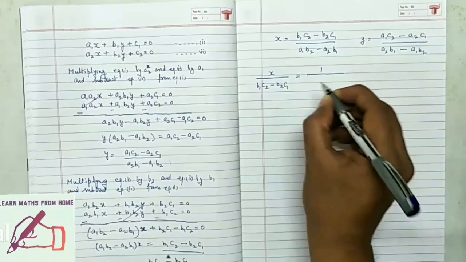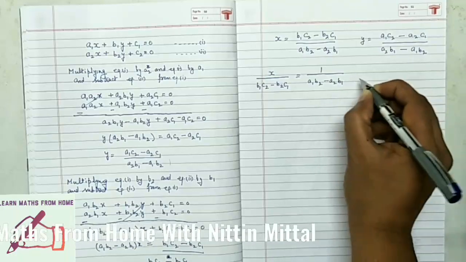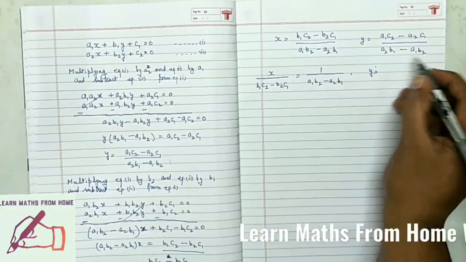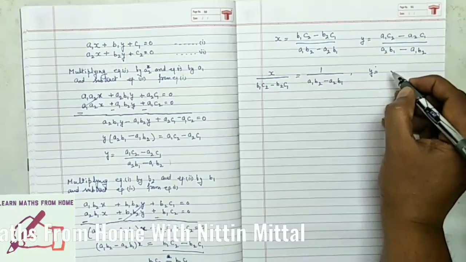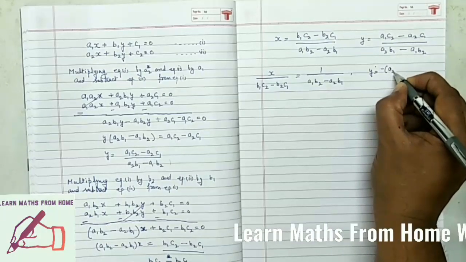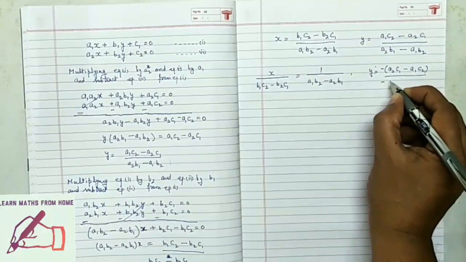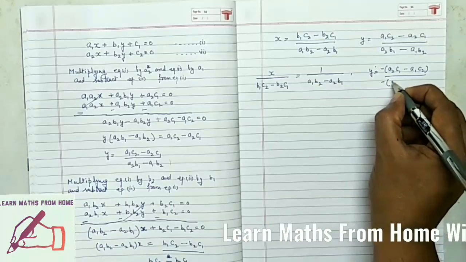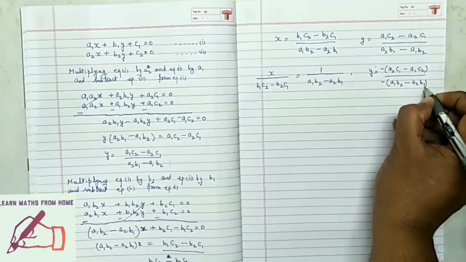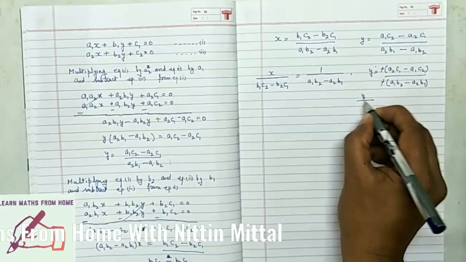1 over a1 b2 minus a2 b1, whereas y will be, first of all we have to change y. Now here we want a1 b2 this side, so we'll take minus common from both numerator and denominator. So we will get a2 c1 minus a1 c2, and from the denominator also we'll take minus common. When we take minus common, negative term will become positive and positive term will become negative. So minus minus cancel.